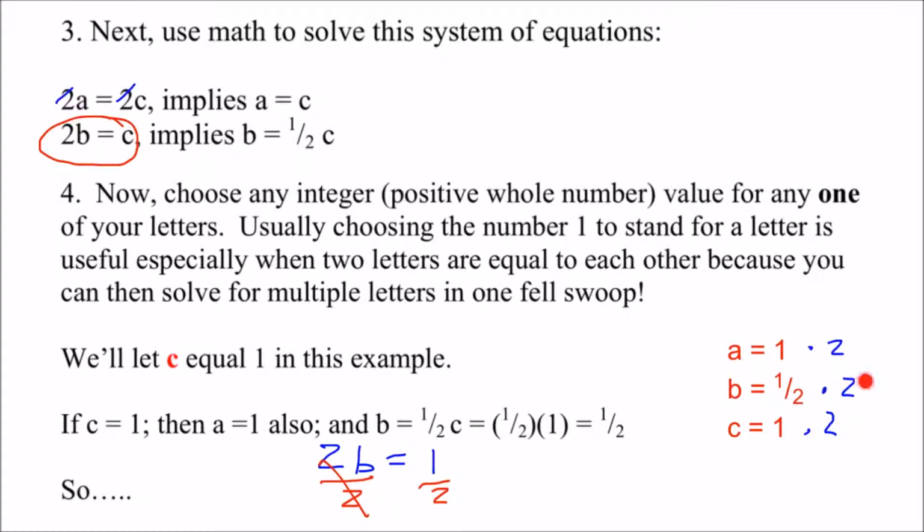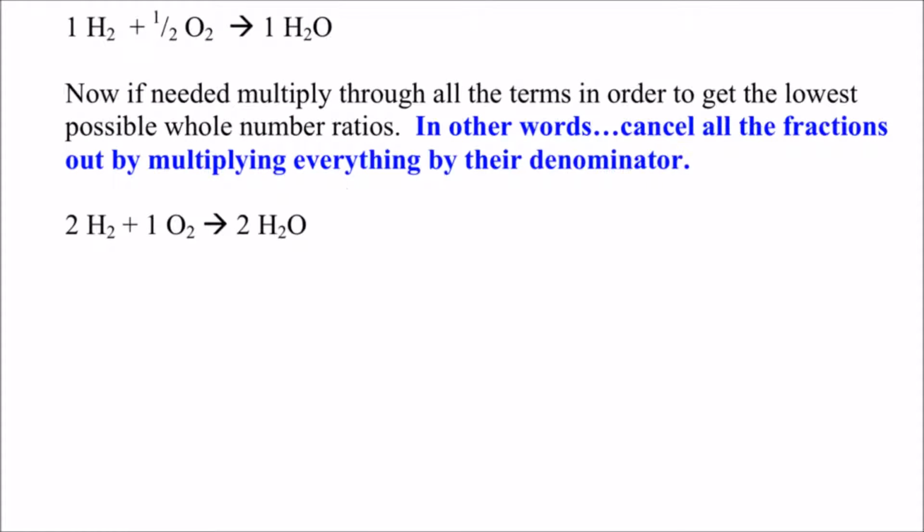These 2's are going to cancel out and leave a 1 behind. And then here we get a 2, and here we get a 2. That means that these are our final coefficients for our formula. So you get 2 hydrogens, 1 oxygen, and 2 waters.